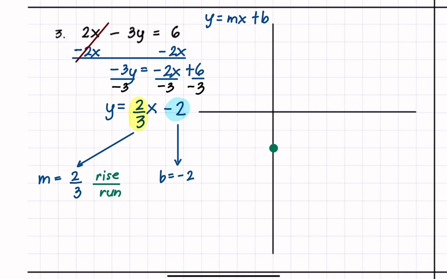Now, class, again, like what I've said, since we're going to go up 2 units and go to the right 3 units, starting with our starting point, go up 2 units, 1, and then 2. And then since from 2, we're going to move 3 units to the right. 1, 2, 3. So this is our next point.